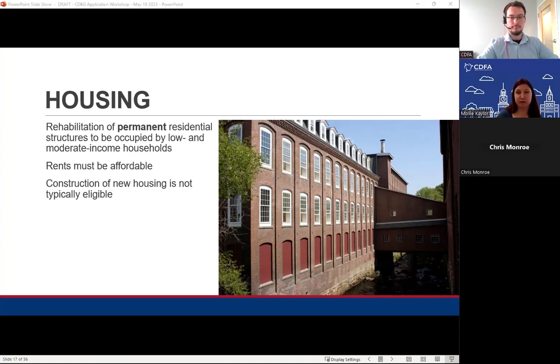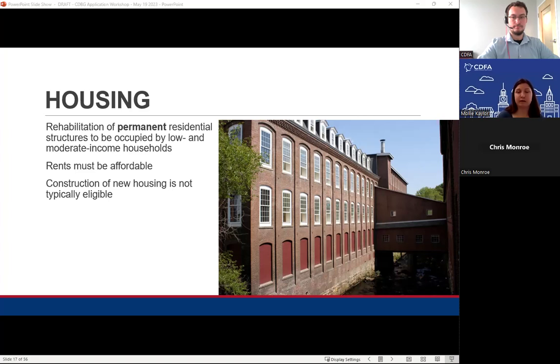Single family housing, we're not currently funding that in New Hampshire at this time, but it is an eligible activity in the national CDBG program, and that requires the people who are residing in that unit to be low to moderate income individuals. And then we also can sometimes, rarely, fund new housing, but typically that is not eligible under CDBG. That's because there are other HUD funded programs that are designed specifically to fund new housing construction.